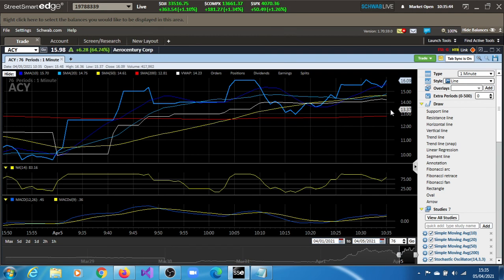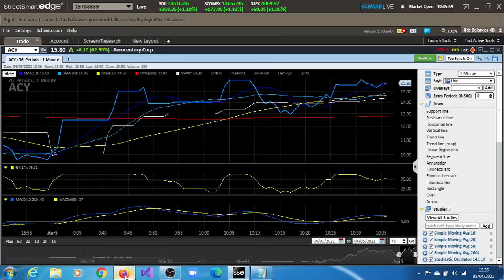So we're not sure what it is. Is it a case of short squeeze, or the influence of a small float, or the company, or a combination of the three of them? So yeah, it's fascinating now for Aerocentury.